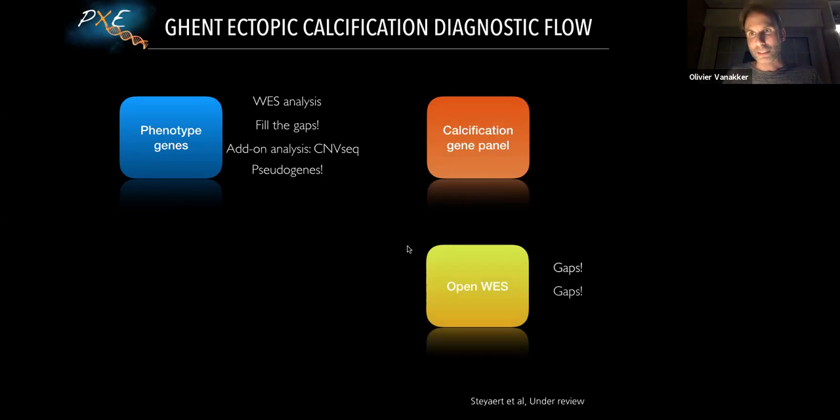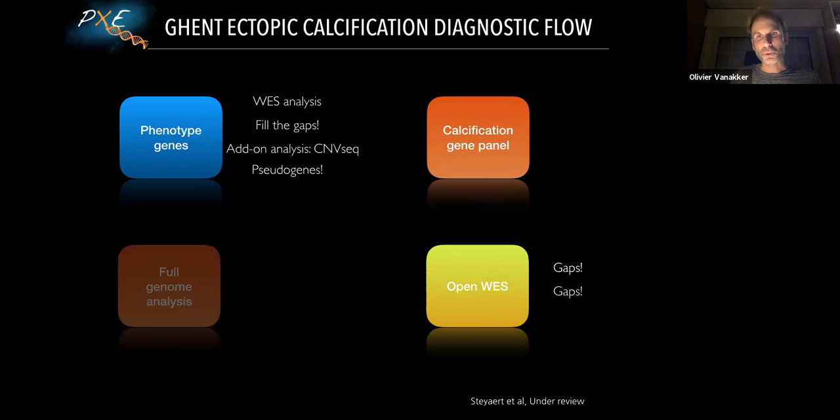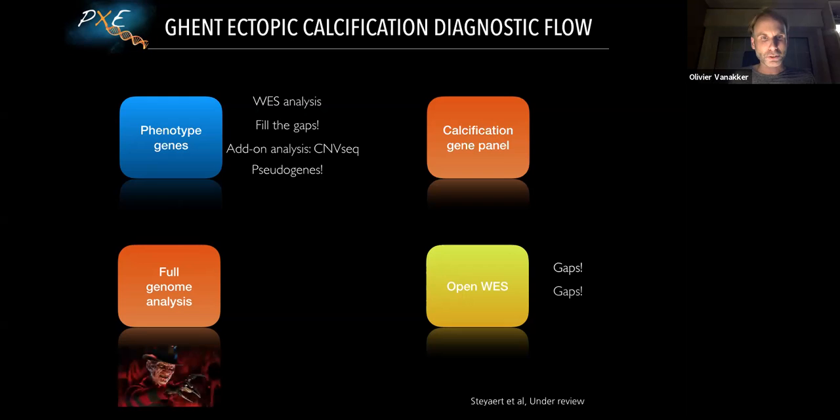If that doesn't work, we'll look at all genes together and see if we can find anything. And then worst case scenario is a full genome analysis, but the number there is so difficult that as a clinical geneticist, this is sort of the horror story because the information that we will get is not really something we can use in a clinical setting.